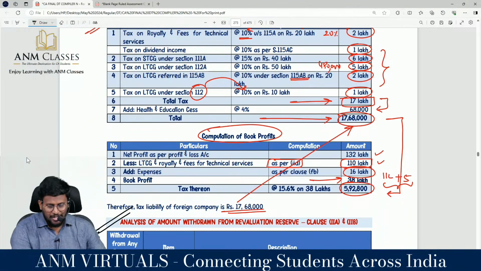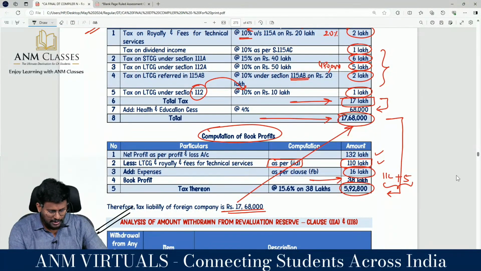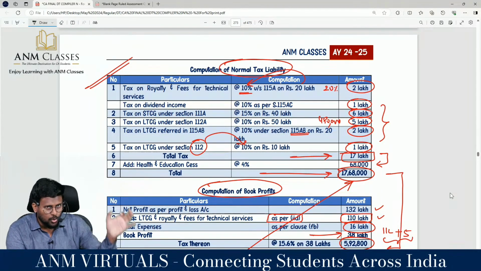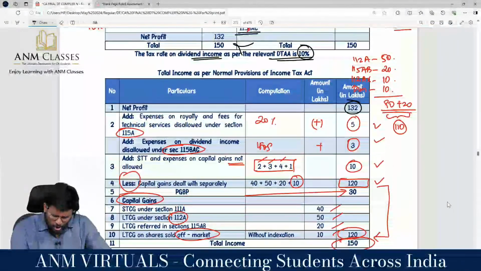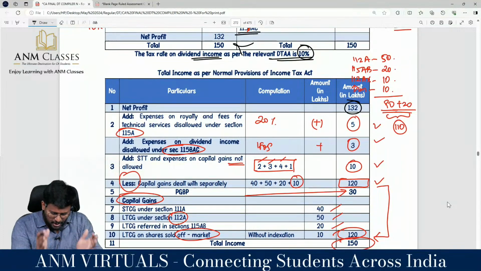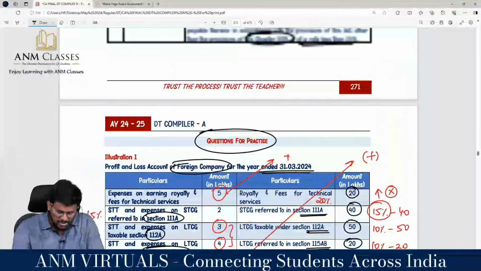Only one change is there in the question. When you have to put the royalty and fees for technical services, you have to tax it at 20%. Hence, no need to remove the corresponding expense, no need to add it back. I am going conceptually, so a rate may change. That's why I am keeping the same format. You have to think, you have to understand what is happening. So this is the analysis.